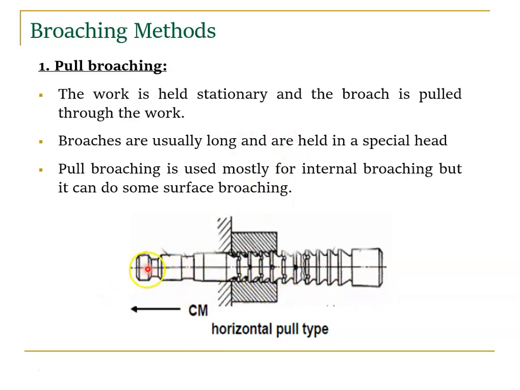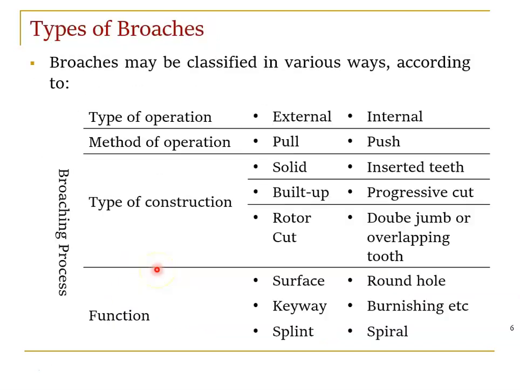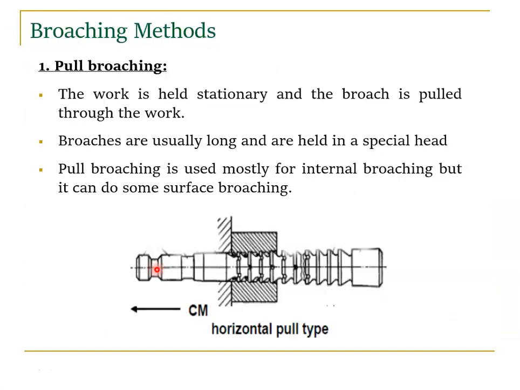This is the rear pilot. This is the front, this is the rear pilot, and then we have the pull end. With the pull end, when we pull, it's a pull broaching. Generally it is a horizontal broaching method. Pull broaching is usually used mostly for internal broaching, though it can do some surface broaching, but generally we use it only for internal broaching, because I enlarge the internal hole, and the tool is pulled horizontally.